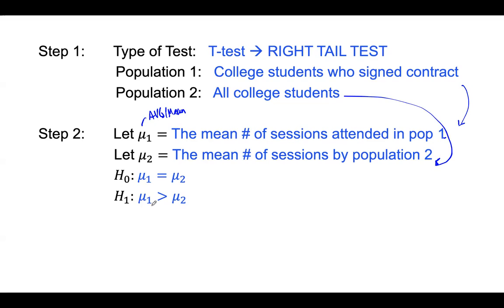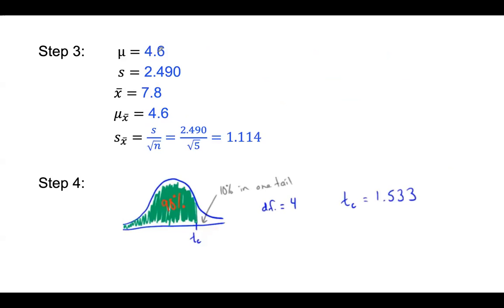And our alternative hypothesis, and we can set this up in different ways, is that the mean number of sessions attended by population 1 is greater than the average. So this is this right tail test. So our mu is 4.6, which is given in the question.